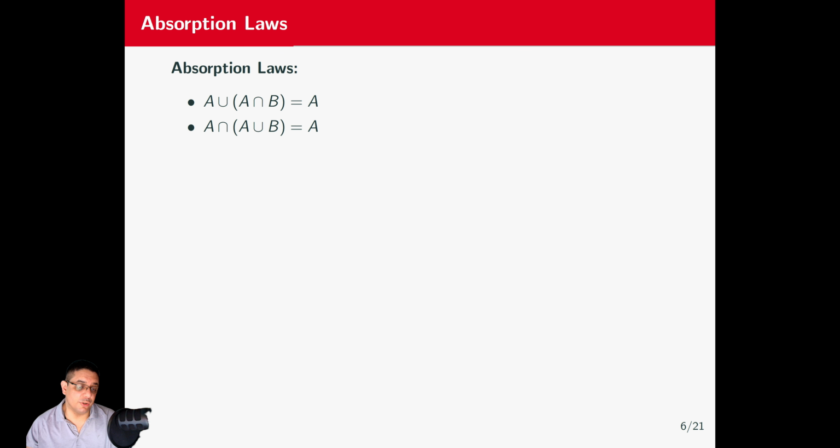Now, we also have absorption laws. If we have a smaller set and you do a union, then of course the bigger set is going to absorb it. So A union (A intersection B) is just going to be A, because A intersection B is a subset of A. And if we do A intersection (A union B), the bigger set here is A union B, but because we're intersecting with A, we get A back.